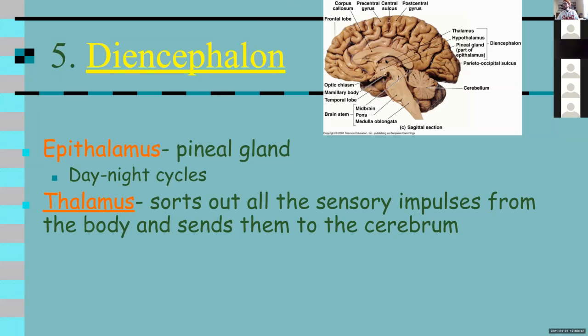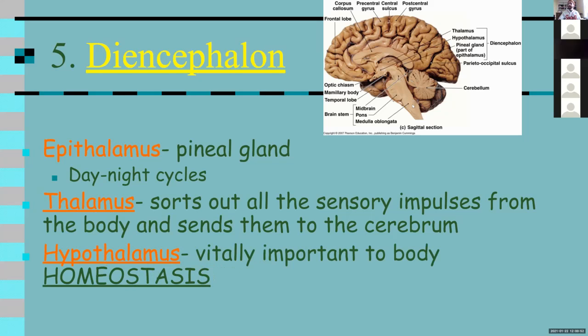The thalamus, which happens to be towards the top of the diencephalon here, this structure, sorts out all the sensory impulses from the body and then sends that information to the cerebrum. The cerebrum is this highly folded structure, which most people think of as the brain when they think of the brain. But this is just one part, a major part of the brain. And it happens to cover the other inner parts of the brain, like the diencephalon and the brainstem. And so it creates almost like a covering around that brain.